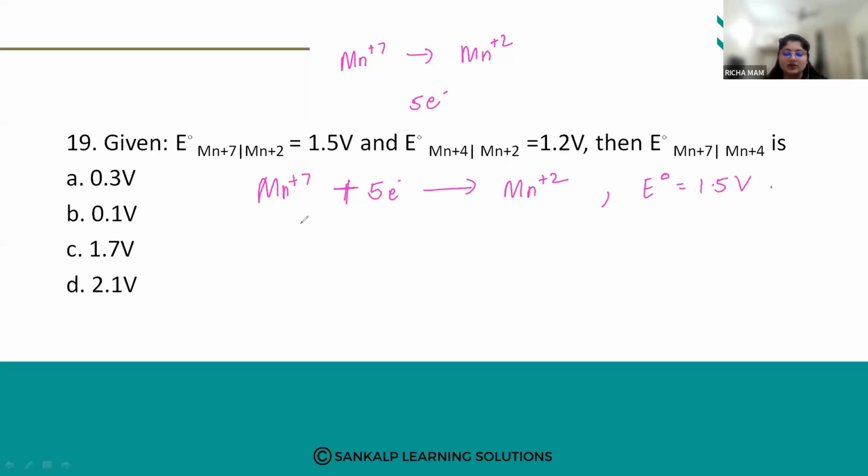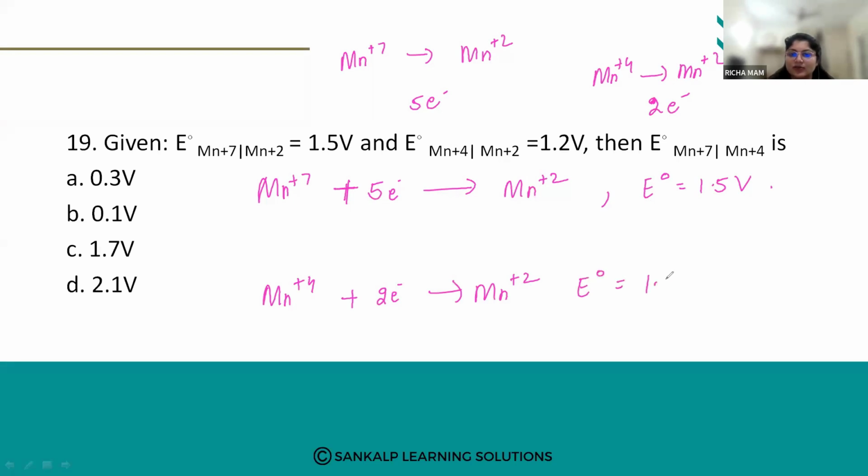Similarly, Mn4+ plus how many electrons? 2 electrons. From plus 4 to plus 2, there is a change of 2 electrons, giving you Mn2+. So the E naught of this is 1.2 volts.